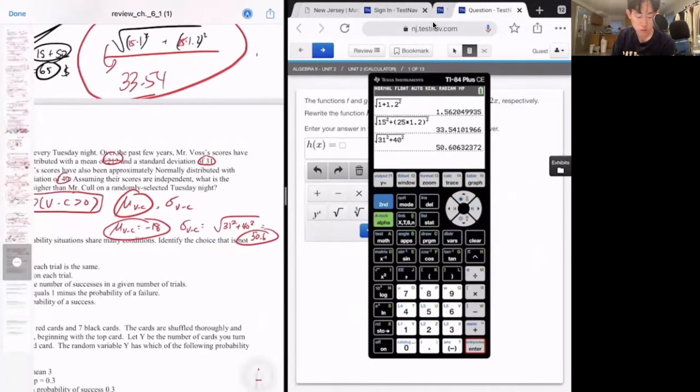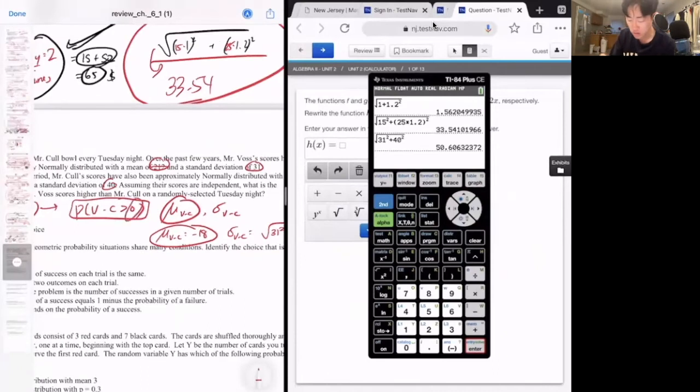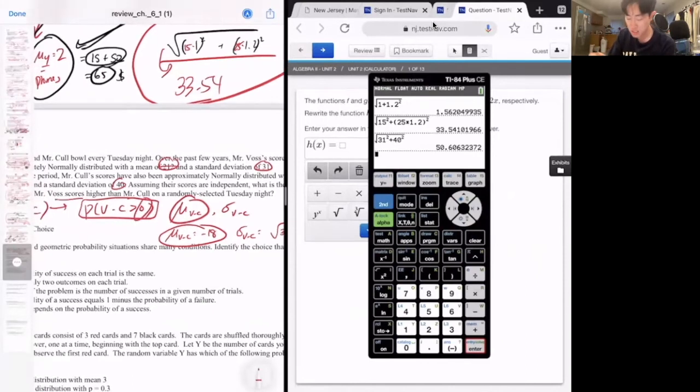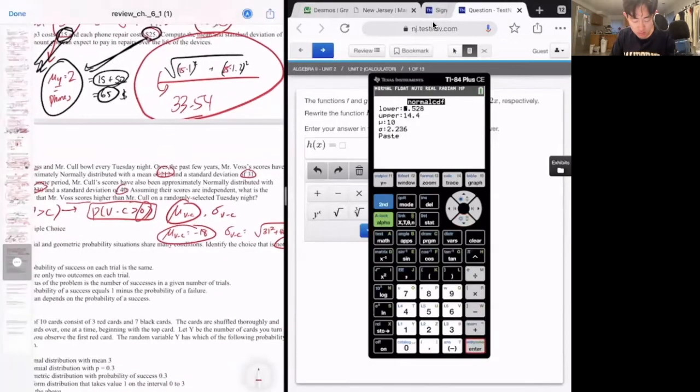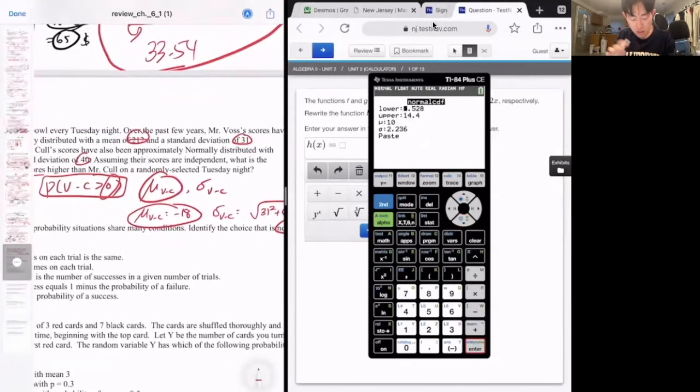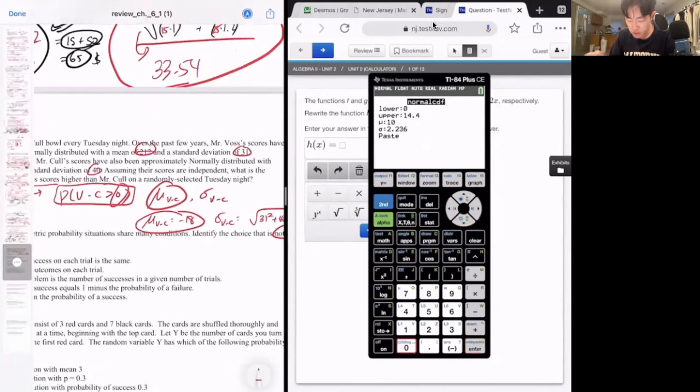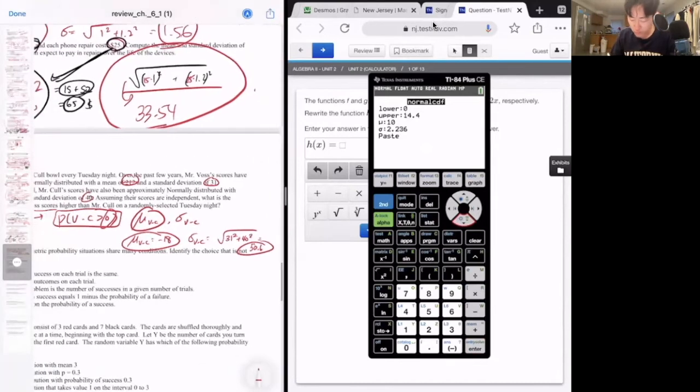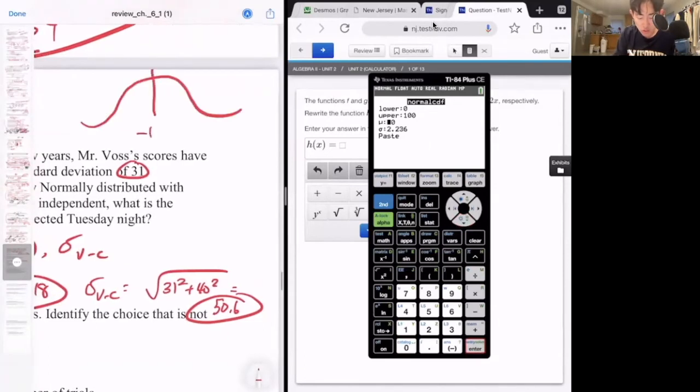What is the value in which I have to get that to be greater than 0? Because it says Mr. Voss scores higher, which means V minus C has to be greater than 0. So I go to second variance. This is going to be probability, so I'm going to do normal CDF. We have a greater than 0, which means the lower bound should be 0, and the upper boundary is anywhere from 0 all the way to, let's say, 100, because the upper boundary you don't really care about. If you draw the distribution curve, the average is negative 18 and the standard deviation is 50. So if you move, it's got to be more than that.